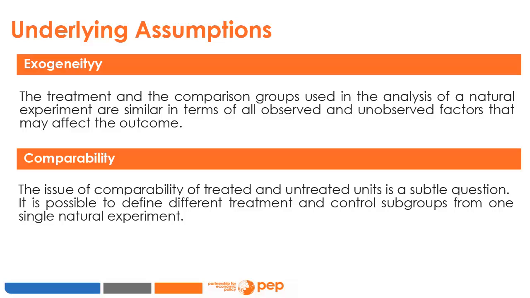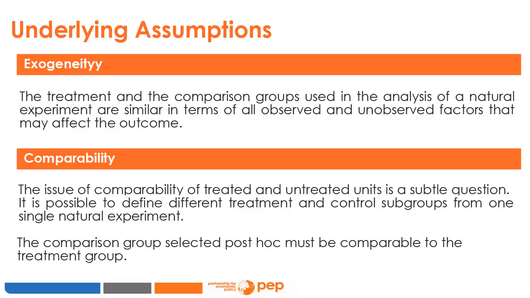Under the random selection method, the researcher picks what the evaluation sample should be ex ante and then randomly assigns units to the treatment and the control groups. In a natural experiment, we find an intervention that has been implemented and also find some treated and untreated units. We then construct a comparison group to test a particular hypothesis. The comparison group selected post hoc must be comparable to the treatment group.